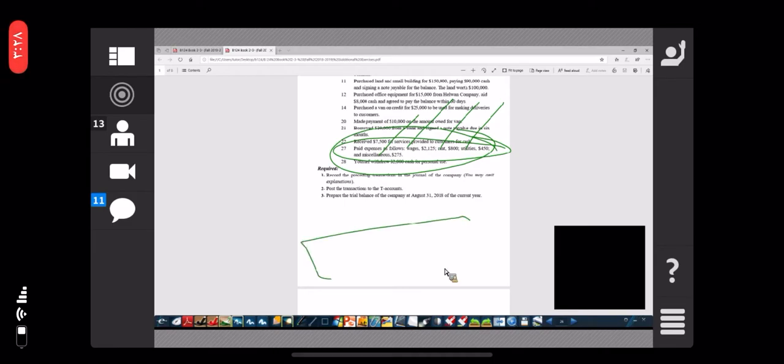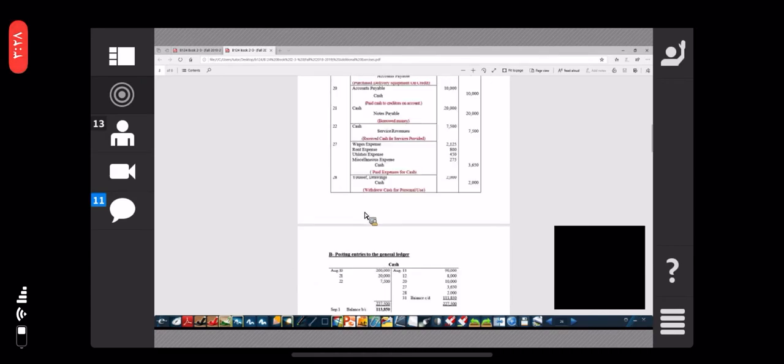So 3,650 will be cash, credit, 3,650, and the debit side will be rent expense, wages expense, utilities expense. So this is the entry for expense. Clear?